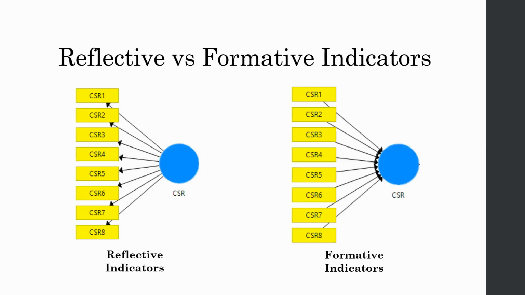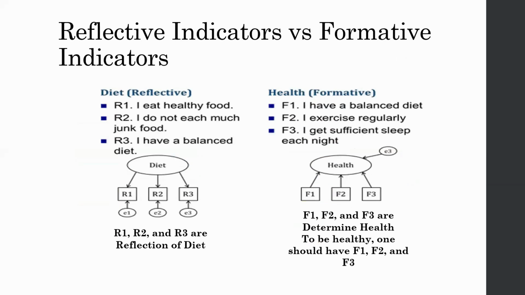Now, here it is. Again, look at the arrows pointing in both cases. One is reflective, the other is formative. The one on the left is reflective because the arrow is pointing from CSR to the items and they share a common theme. And on the right side, it is formative because these combine to make up the CSR, or the concept of CSR. Now, reflective versus formative.